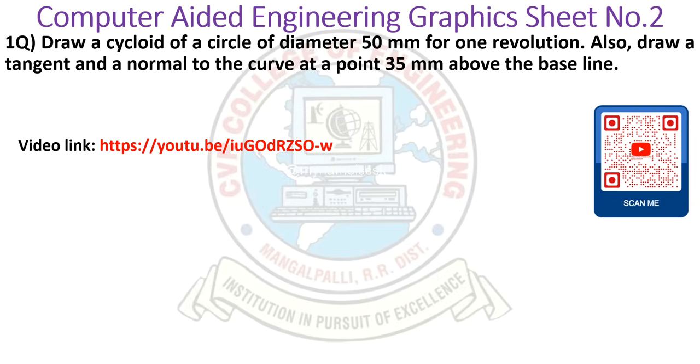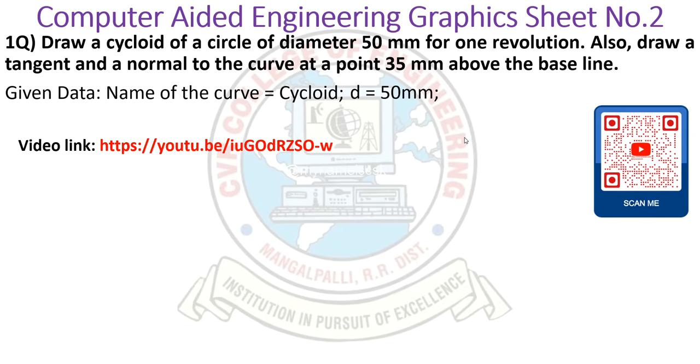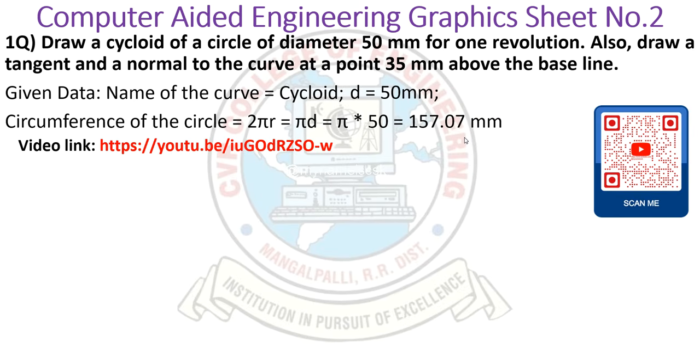In this video, we will be learning about how to draw the cycloid in AutoCAD. So this is a question. Circle of diameter 50 mm for one revolution. You have to draw the tangent and normal at 35 mm above the baseline. So the name of the curve is cycloid, and the diameter of the circle is 50 mm.